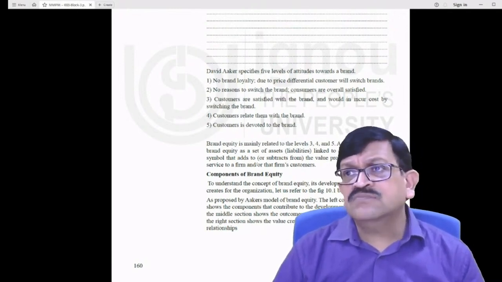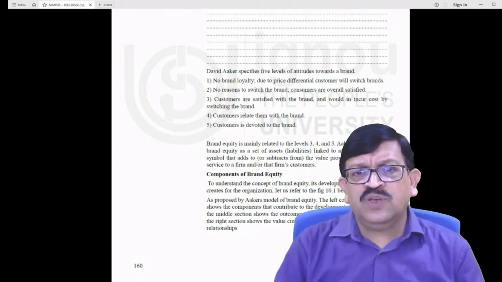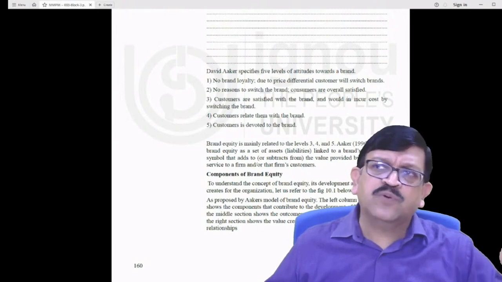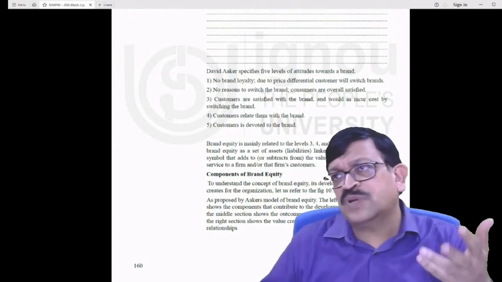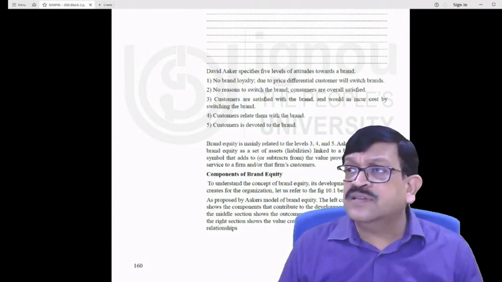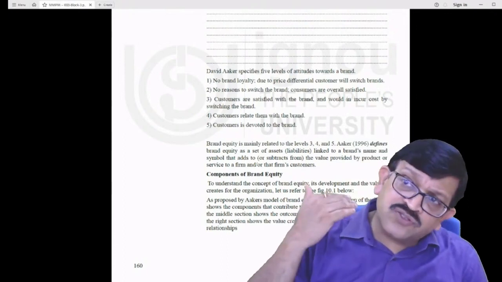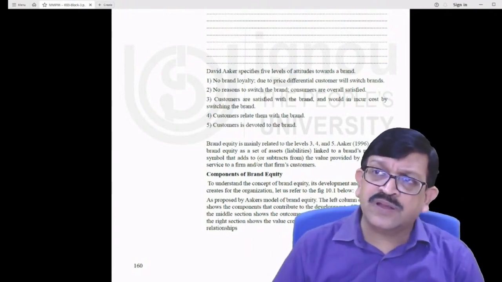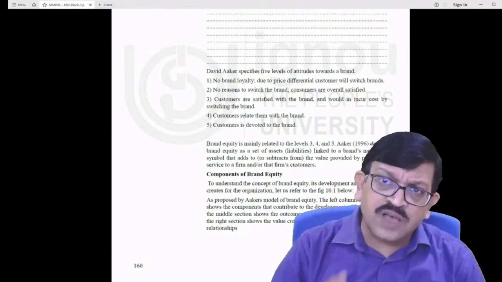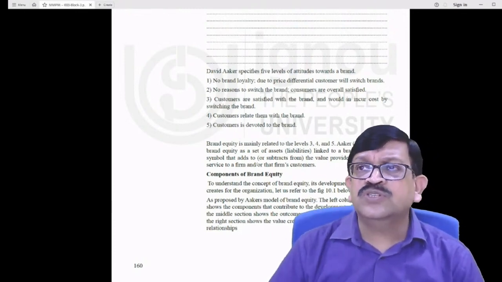The second one is they don't switch, but they are satisfied. On one hand, you have people who have absolutely no loyalty. They would go for a switch. The others may not switch, but they would be satisfied, more or less, but not very clear about it. The third category would be the one who is satisfied and would go that extra mile, which we talked about in that expression, putting that 20% extra, even at a higher cost, I'm willing to pay that premium to switch the brand.